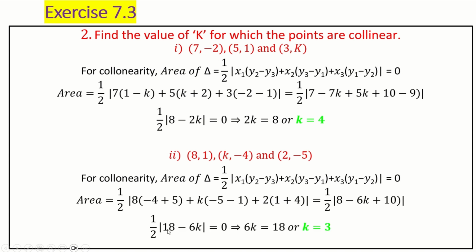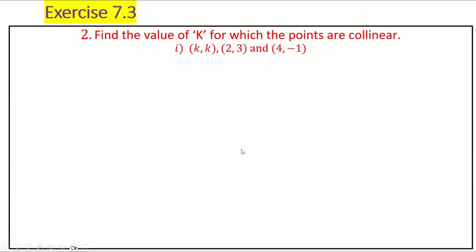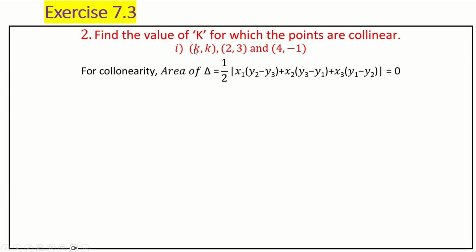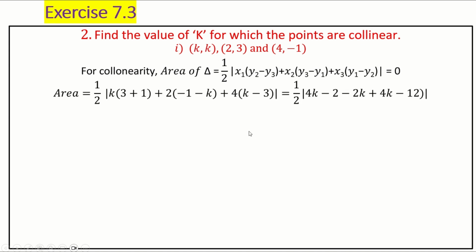For the second problem, same way you will do, exactly same way. So you get 18 minus 6k equal to 0, okay? Or 6k equal to 18 and k is equal to 3, okay? Next. So here both x and y are k's, so you may get a different equation. Once you substitute the values, what you will get is 6k minus 14 equal to 0, or 6k equal to 14. k is equal to 7 by 3.